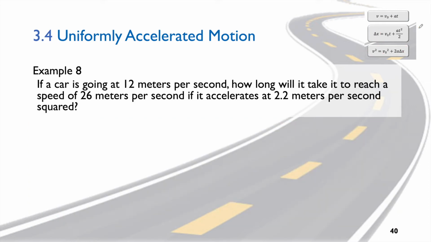The next one. A car is going 12 meters per second. How long will it take to reach a speed of 26 meters per second if it accelerates at 2.2 meters per second squared? So obviously this is the acceleration. The next one, 12 meters per second, will be your initial velocity. Again, if it accelerates, the velocity changes. The 26 meters per second is your final velocity.